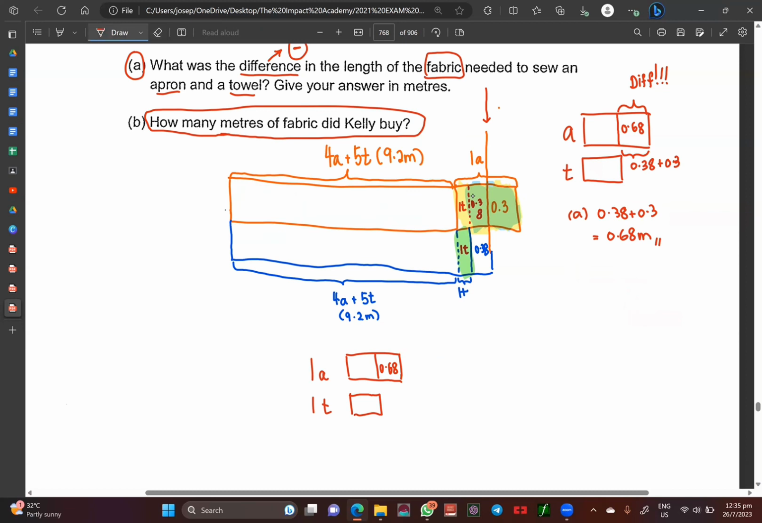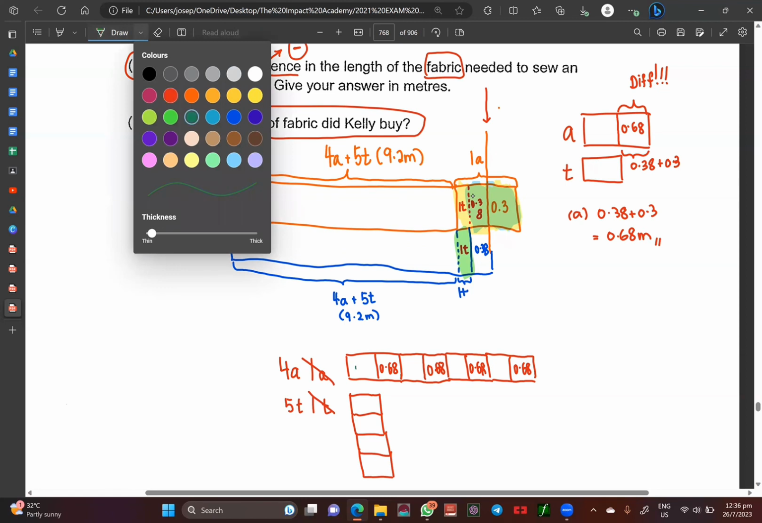Let me just draw it accurately. This is 3A already, 4A. Does that make sense? And make sure you put 0.68 inside. Agree? So therefore this is no longer 1A, but this is 4A. What about 5T? No longer 1T, this is 5T. True?